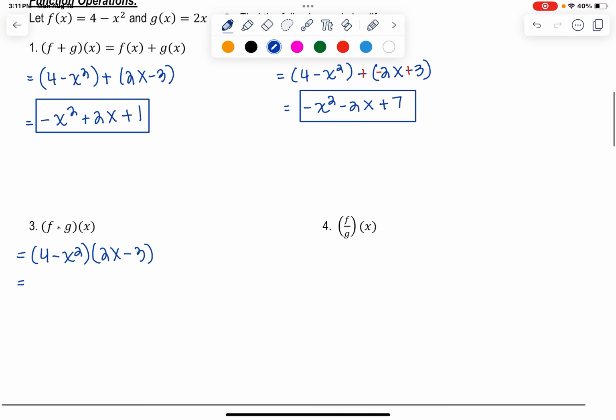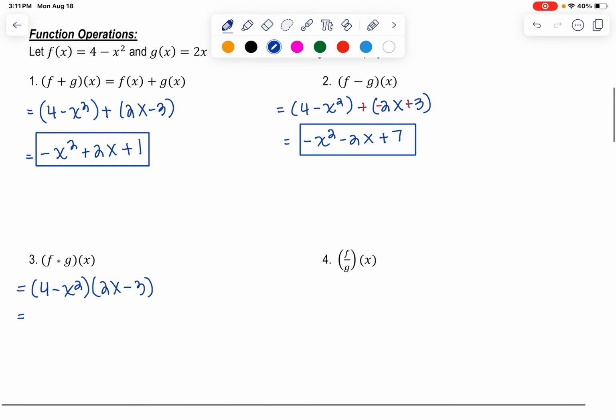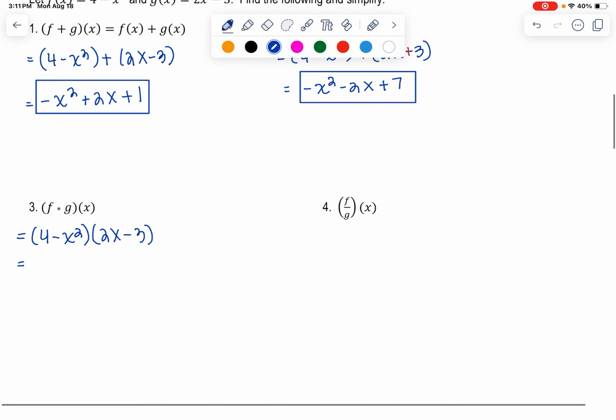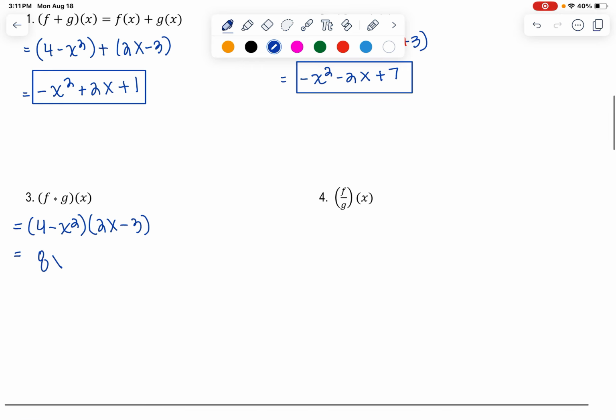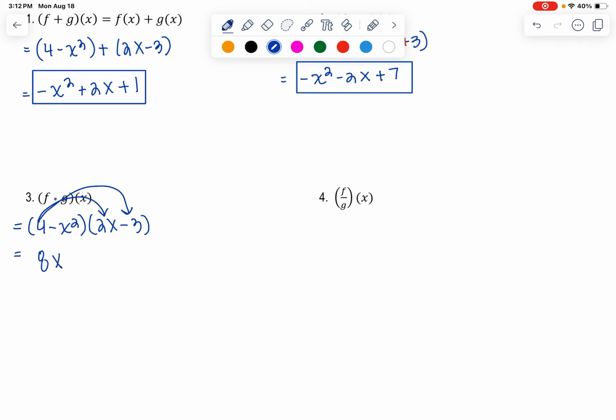Using the distributive property, we have 4 times 2x is 8x. 4 times negative 3 is negative 12. And now I'm going to distribute this negative x squared. Negative x squared times 2x is negative 2x cubed. Negative x squared times negative 3 is positive 3x squared.